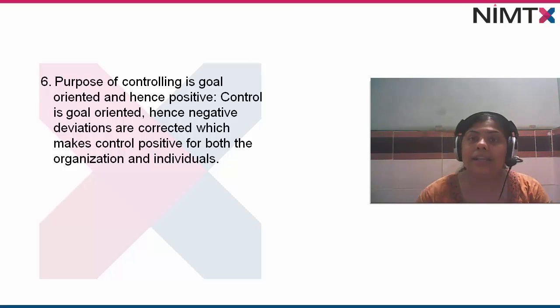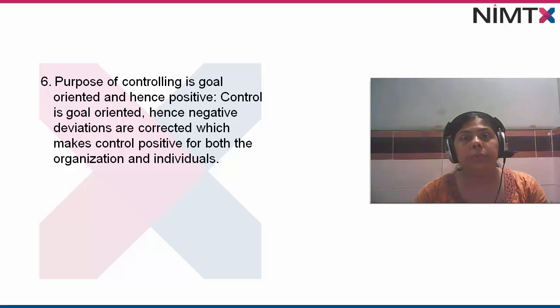The plan has been set, the standards have been set. Any negative deviation, if there is some problem, if there is some deviation which is not according to the standard that has been set, then control comes into place, and it controls the negative deviations.